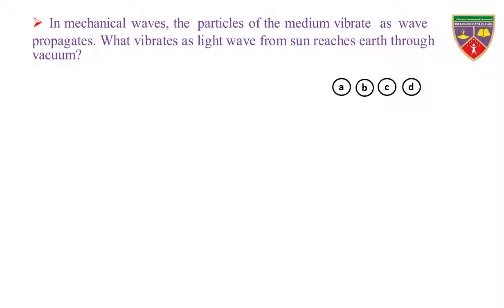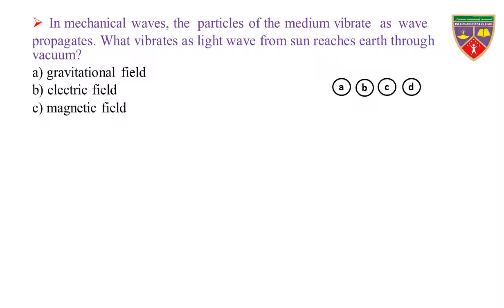In mechanical waves, the particles of the medium vibrate as the wave propagates. What vibrates as a light wave from the sun reaches the earth through vacuum? Option A, gravitational field; option B, electric field; option C, magnetic field; option D, B and C. The key is B and C. Therefore, option D is correct.